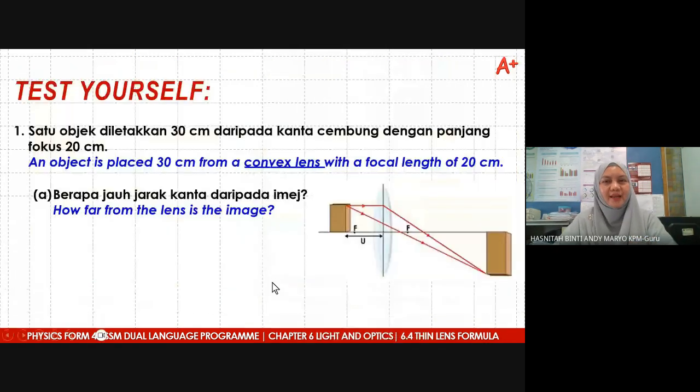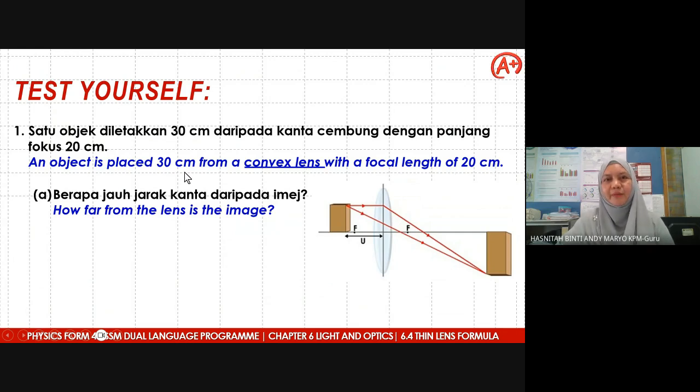Okay. So let us check this exercise. Actually, you can find this exercise also in your workbook. Page 140, question number 3. Are you there? Page 140, question number 3. Solve problems involving thin lens formula. We have an object which is placed 30 centimeter from a convex lens. So you may highlight 30 centimeter, convex lens, and given the focal length of the lens is 20 cm.